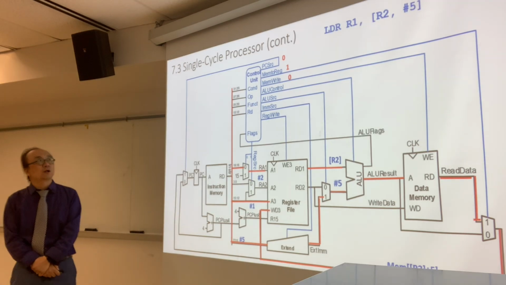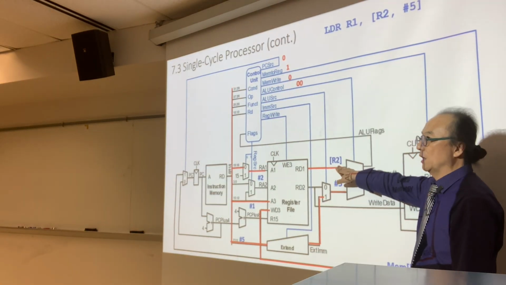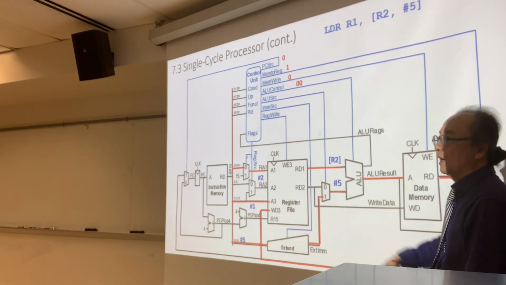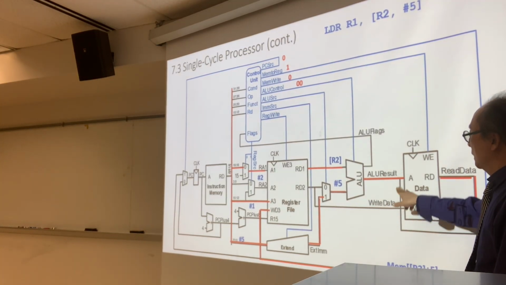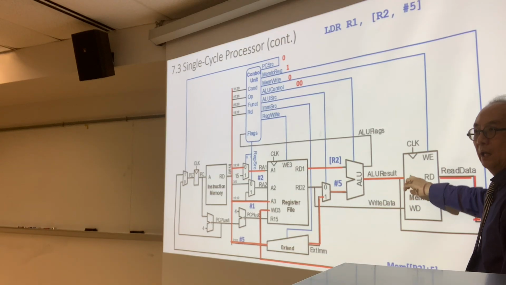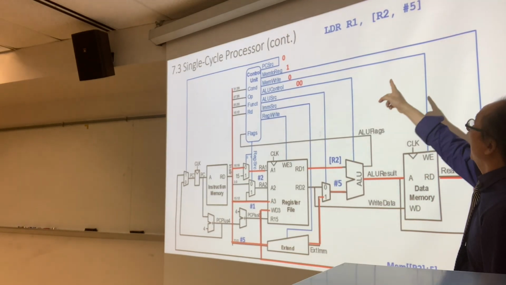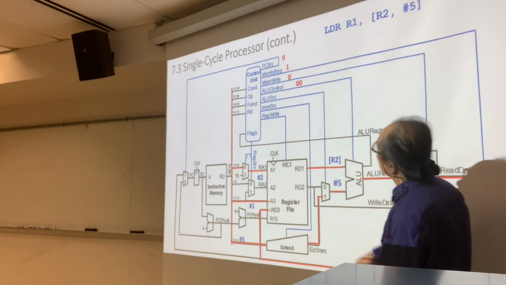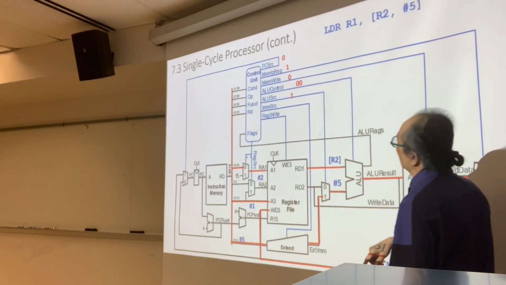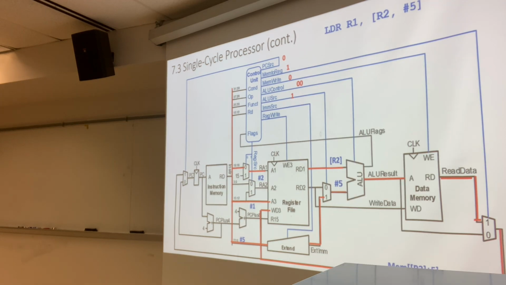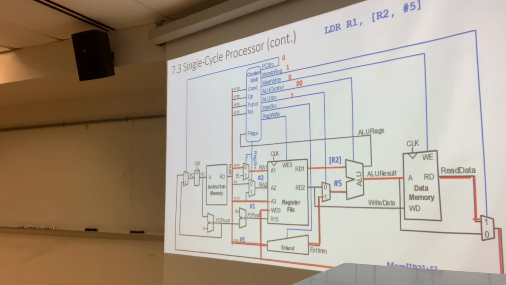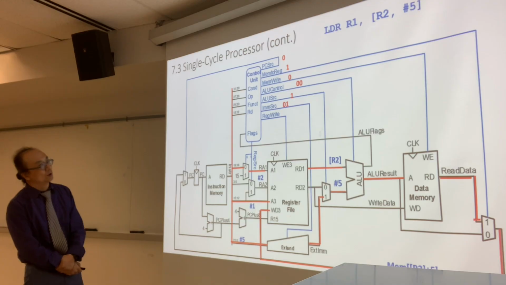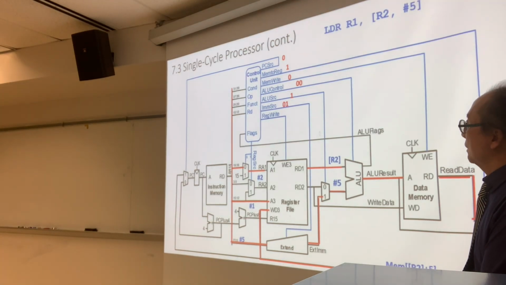Why is it 0, 0? It's adding the content of R2 plus the number 5 so that we can go into the memory address and grab the content, put it back into R1. So that has to be 0, 0. What about ALU source? It's going to be 1. What about immediate source? We have the second page, the last table, and that is 0, 1.